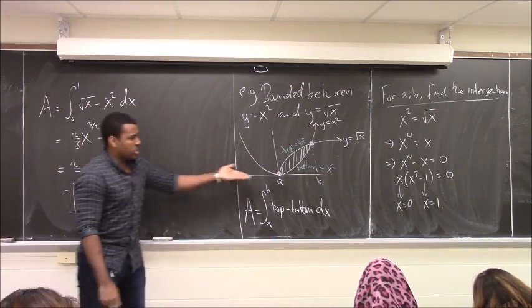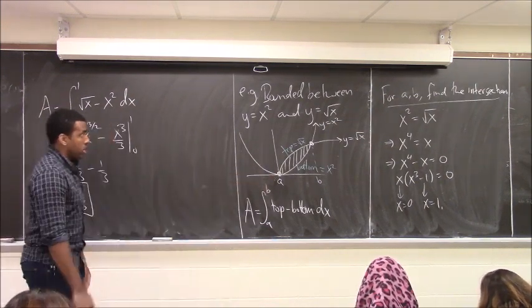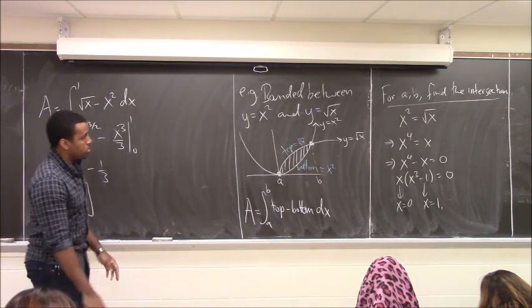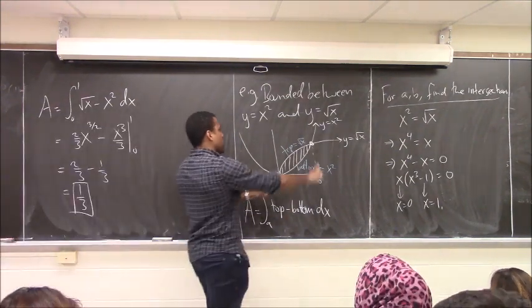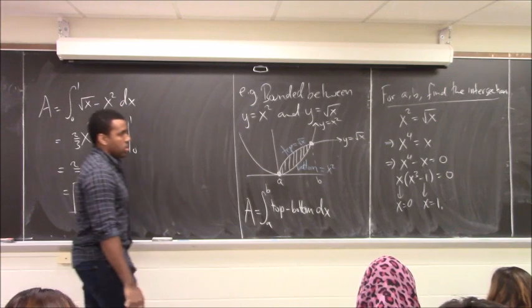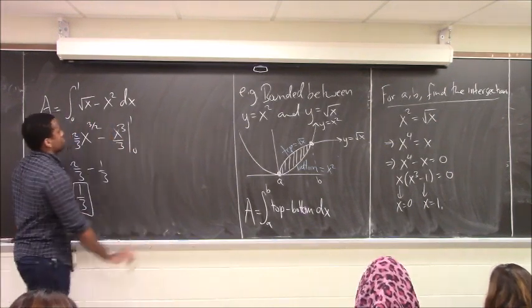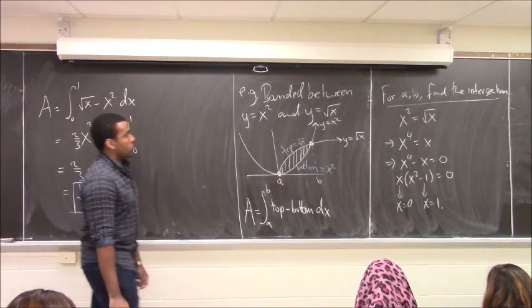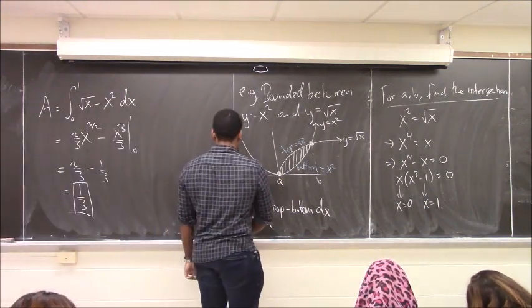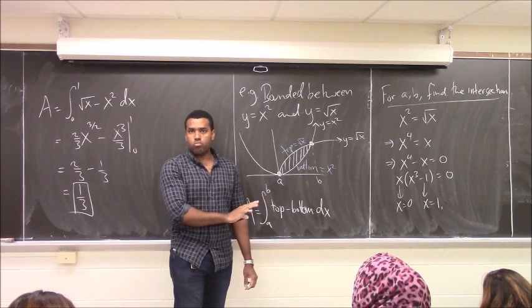So here the interval wasn't given to you, it arose naturally from just how the problem was set up. Find the area between these two curves, the intersection defined the interval for us. Any questions on this one?